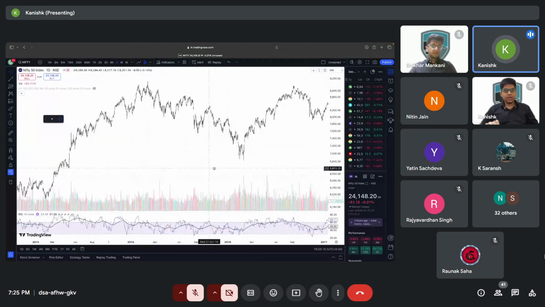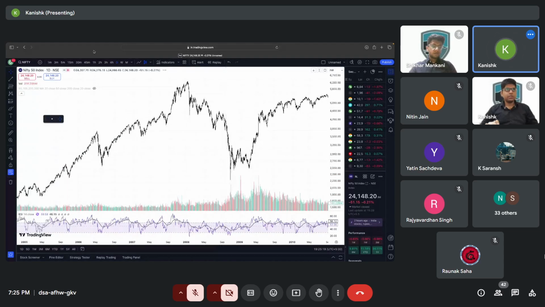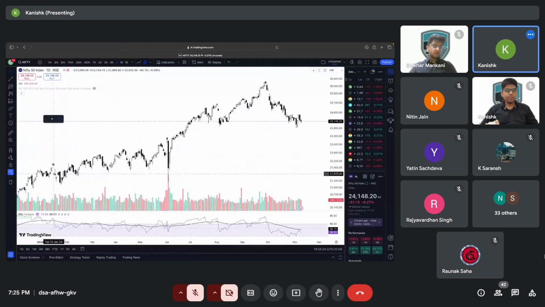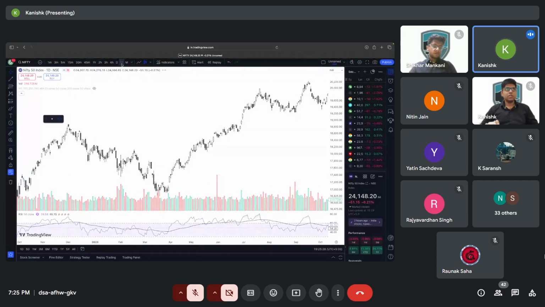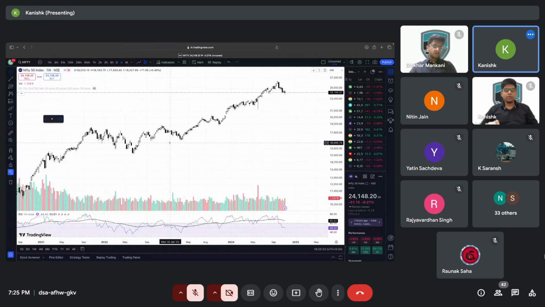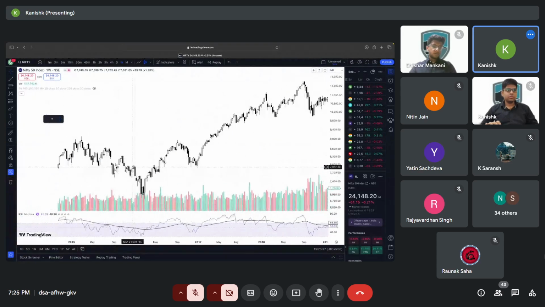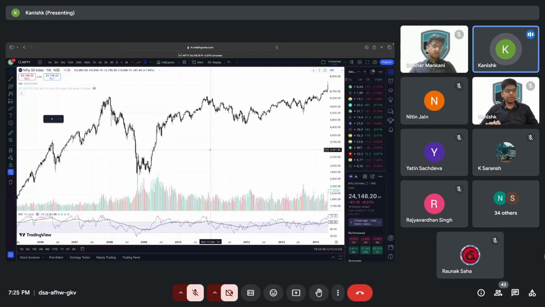Okay, now let's try to find another example of the same. Give me a second. Yes, just a sec. I guess we can find it on a weekly time frame. Yeah, you can see this one. This has also engulfed the previous candle. Same happened here.